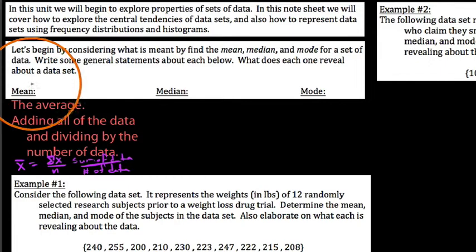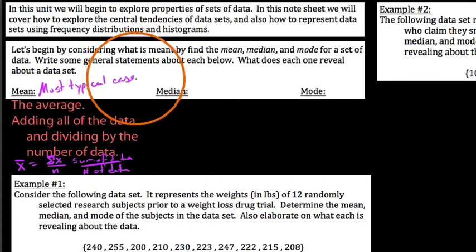And if there's one more thing I'd say about the average, it represents the most typical case. It doesn't have to come out to be one of the original data in the data set. But when we talk about what is the average, it is the most typical case represented by the data set, and usually in the middle.